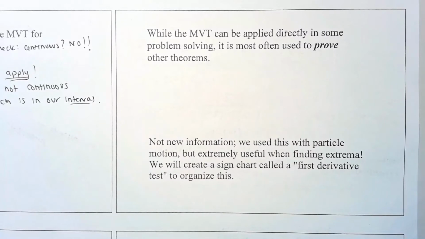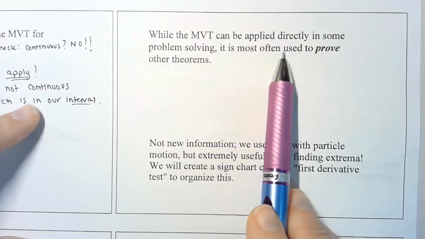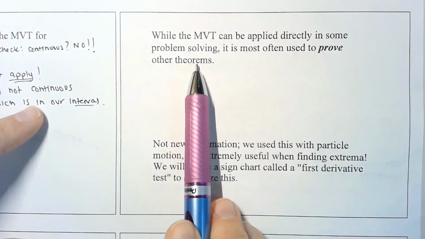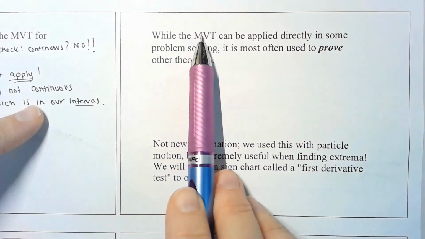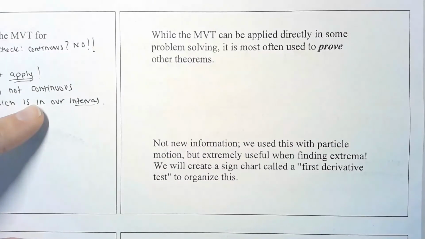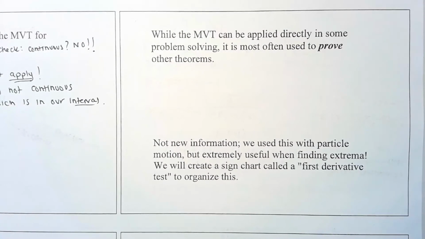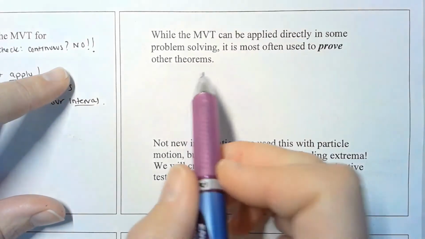The bigger deal, which is going to be really hidden for us, is that the mean value theorem is most often used to prove other theorems for us. So it's kind of a stepping stone to get to other things. Not that we're proving anything, I don't want to freak you out. Right? But that's really how the mean value theorem kind of connects to what we were doing yesterday.